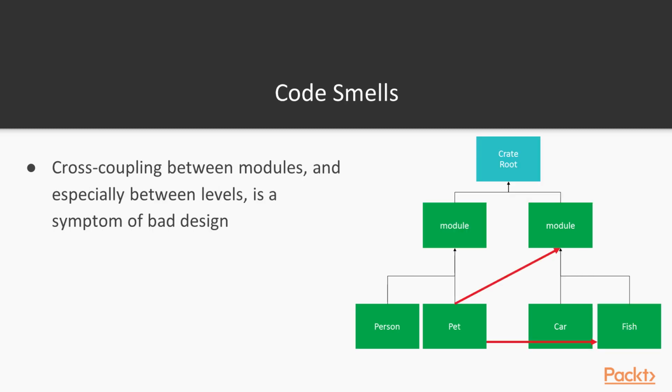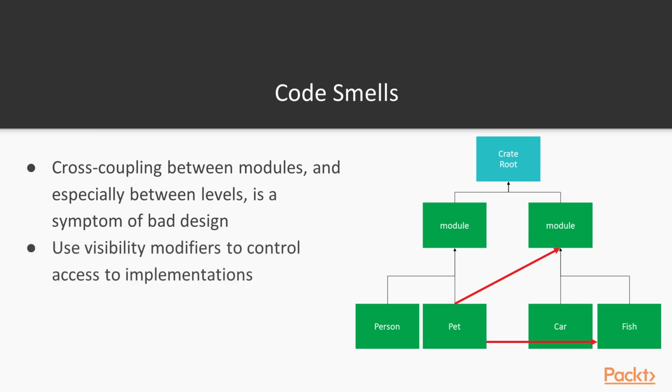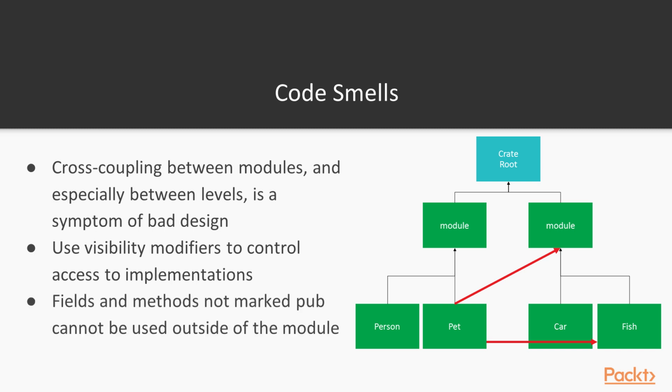Cross-coupling between modules, and especially between levels, is a code smell or a symptom of bad design. Use visibility modifiers to access implementations only where they're needed and control their access in other places. For instance, fields and methods that are not marked pub cannot be used outside of the module in which they're declared, though they can be used in submodules.